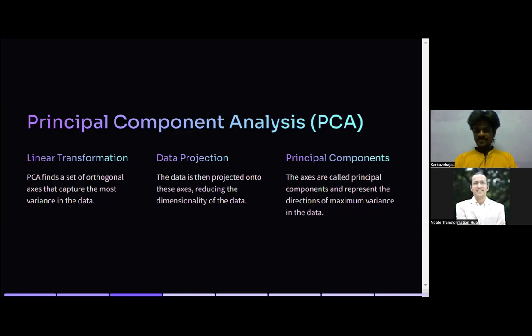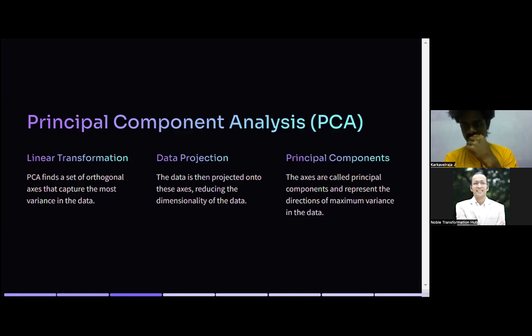So, PCA, again, principal component analysis, is a technique we use in dimensionality reduction, guys. We do a linear transformation, where PCA finds a set of orthogonal axes. Can you write in the comment section what orthogonal is? Orthogonal means involving right angles, at right angles. It's a statistical word. So PCA finds a set of orthogonal axes that captures the most variance in the data.